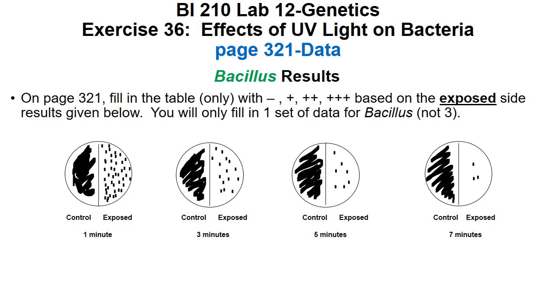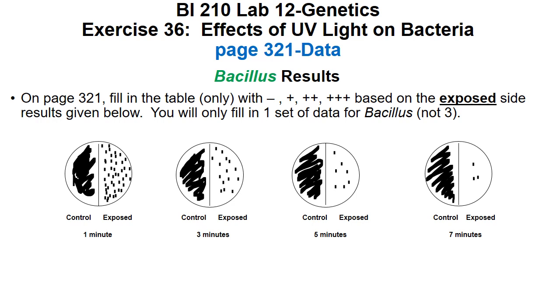So let's look at the control side. On the control side, the squiggly lines that I have created represent lots and lots of growth. On the exposed side, we have 1 minute with quite a bit of growth, 3 minutes with less growth, 5 minutes with less growth, and 7 minutes with even the least amount of growth. So the plate with the most growth would have the most pluses, and then you would go down from there. So that is the results for Bacillus.